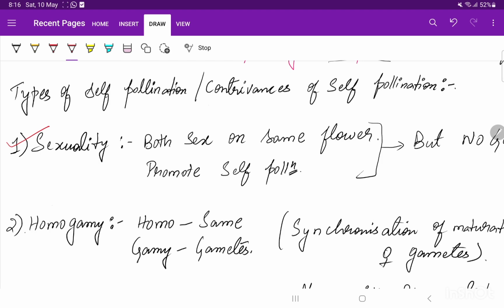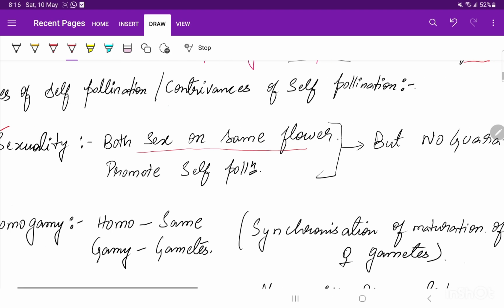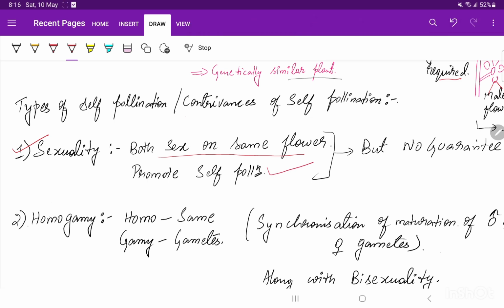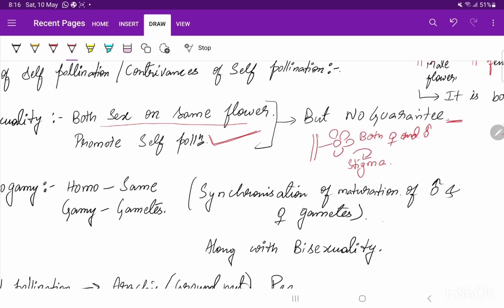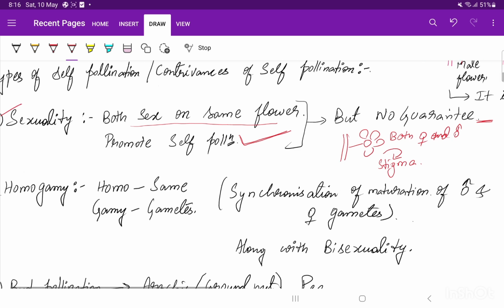First is sexuality. If both the sexes are on the same flower, then it will promote self-pollination, because we have already seen if this flower is having both male and female, then it is sure that it will transfer on its own stigma. The pollen has transferred from its anther to stigma and self-pollination is promoted. I hope it's clear. Sexuality, but there is no guarantee. The guarantee is not given, but it may happen. It is one of the aids or one of the conditions. If both sexes are present on the same flower, it promotes self-pollination.